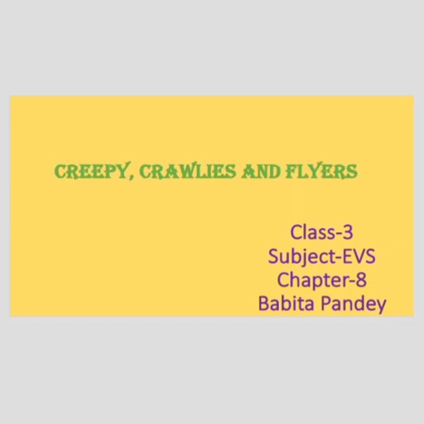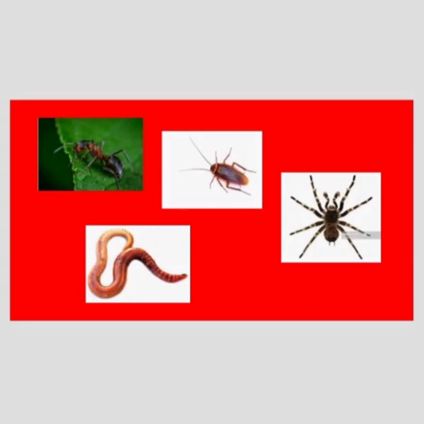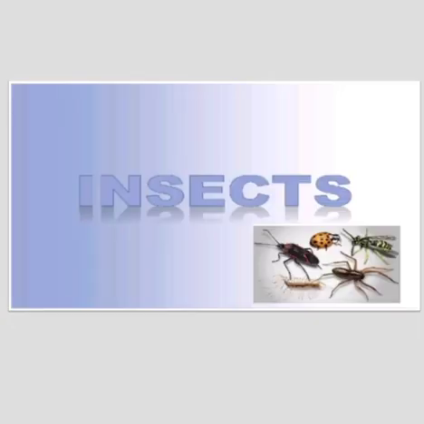Here, we will deal with insects. Small animals like ant, cockroach, spider, and worm are often seen in and around the house. Insects have special characteristics that make them different from other animals. Insects vary in shape and size.